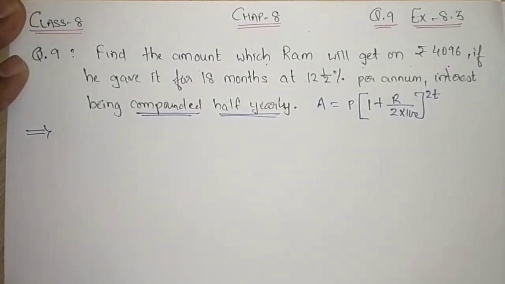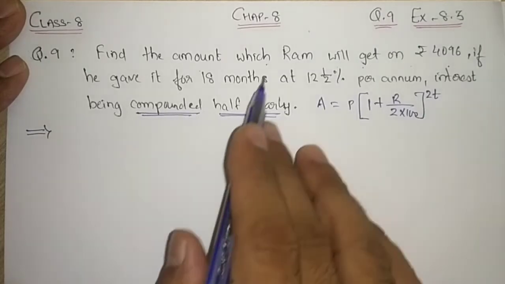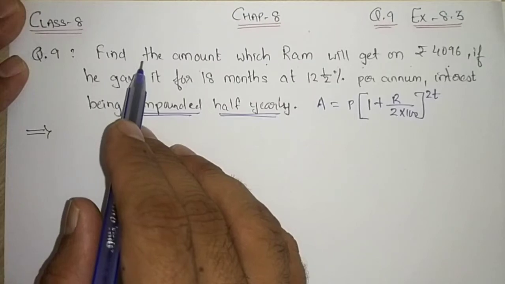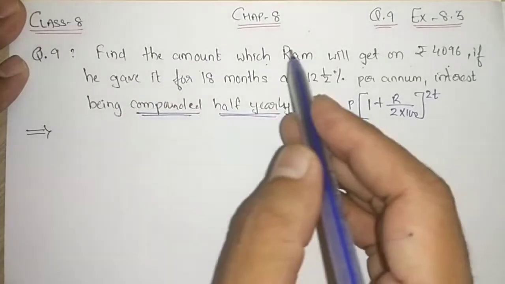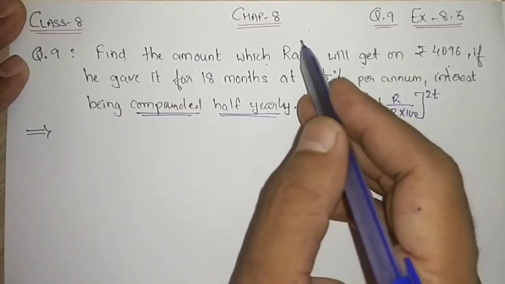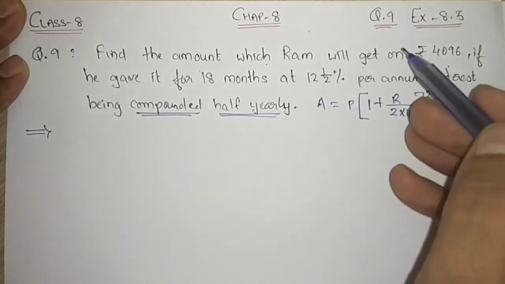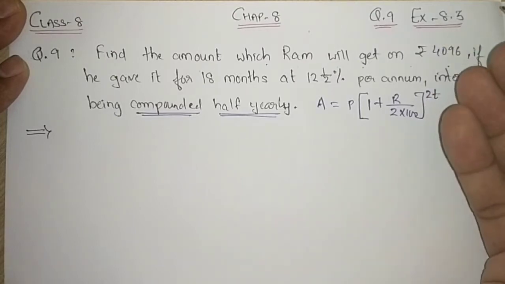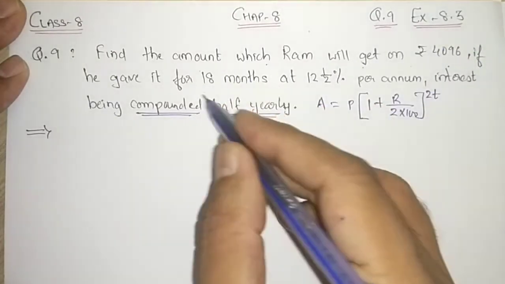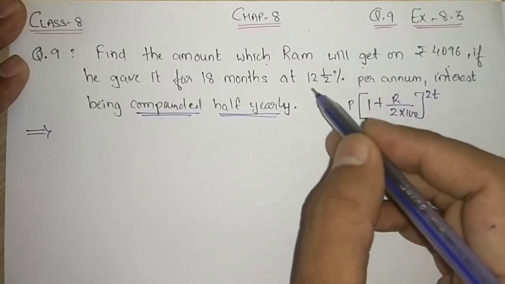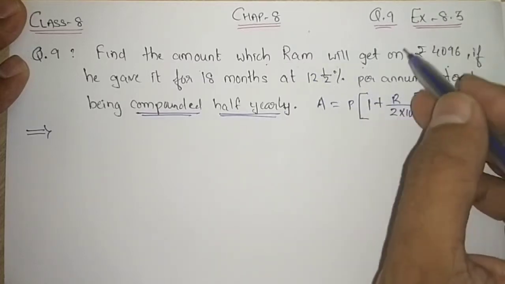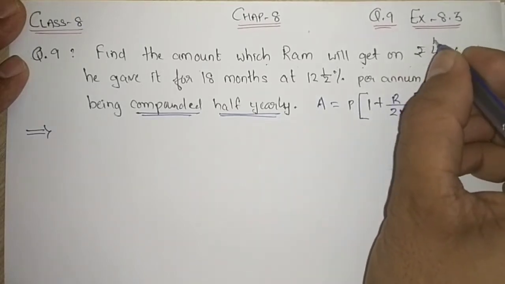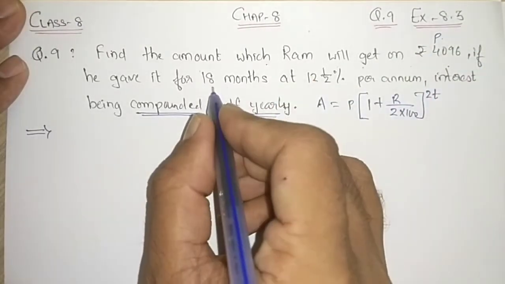So what does the question say? It says that Ram, one guy, we are supposed to find the amount which this guy Ram had invested or given to someone else for an 18-month period at the rate of 12.5%, and the principal is rupees 4096. Students, here it is P. This is P. This is T.